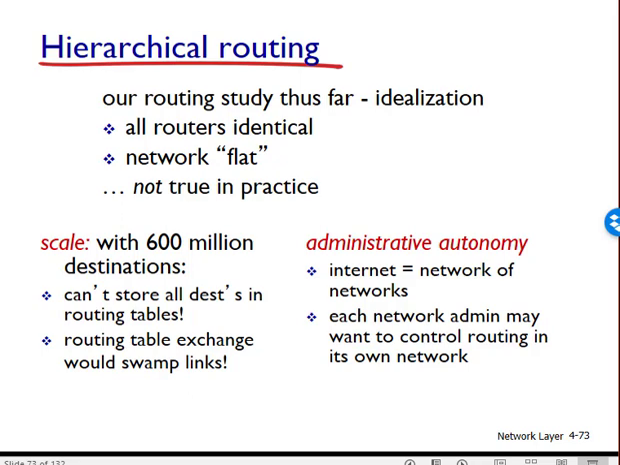Also, administrative autonomy is another issue. Although researchers tend to ignore issues such as a company's desire to run its routers the way it pleases, there are important considerations. For example, a company expects to run whatever routing algorithm it chooses, or to hide aspects of its network's internal arrangement from outside entities. Any organization should be able to run and administer its network as it wishes, while still being able to connect its network to other outside networks.